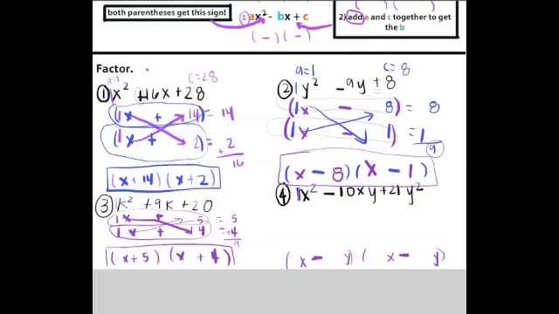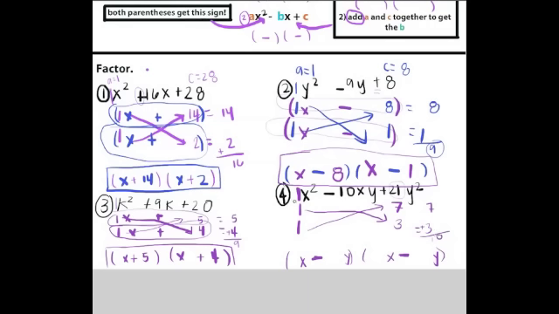So here's my A. My A is 1. My C is 21. So 1 we know is 1 and 1. 21, first thing that comes to mind for me is 7 and 3, okay? So 1 times 3 is 3. 1 times 7 is 7. If I add these guys up, I get 10, which is, yes, the middle number. So I don't have to keep going anymore.